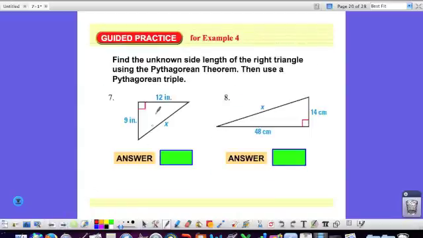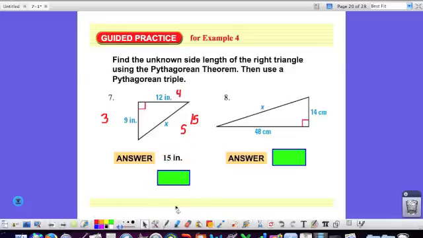These do come in handy if you realize, for instance, that 9 and 12 are both divisible by 3. 3, 4, 5 is a Pythagorean triple. So this is 3 times 3 is 9, 4 times 3 is 12, 5 times 3 is 15, and that is the answer.